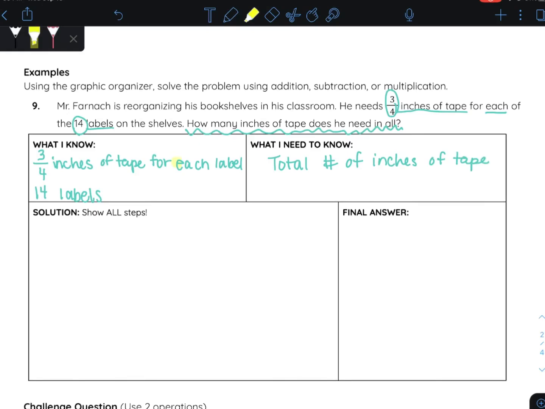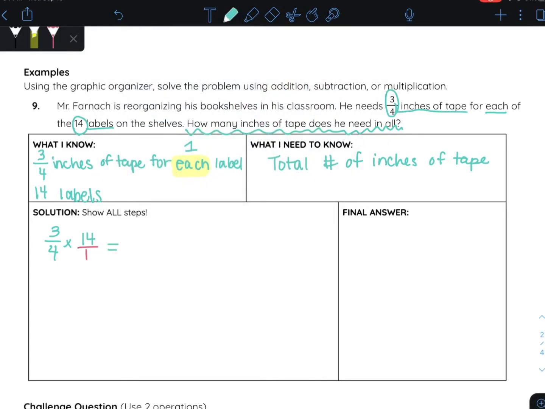All right, so the keyword for this problem is this word each. And sometimes each means to multiply and sometimes it means to divide. In this case, we have 3/4 inches of tape for each label, meaning for one label. But how many labels do we need? Well, we wrote that here. We need 14. So if we have 3/4 for one, but we need to turn it into 14 of those, that's going to be multiplying. Okay, and for this, we actually have to recall a rule. When you try to multiply a fraction by a whole number, you just put a 1 under it, because 14 over 1 is still 14. But now it looks like a fraction.